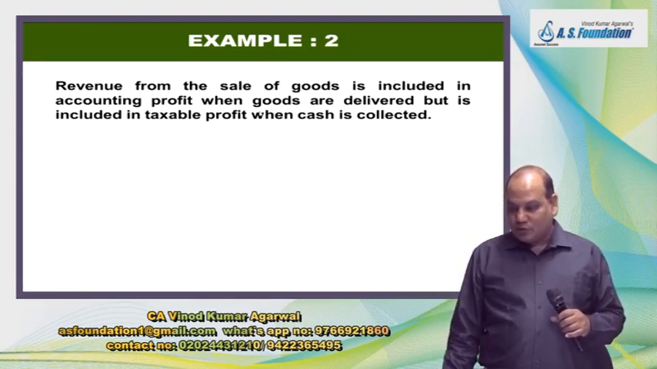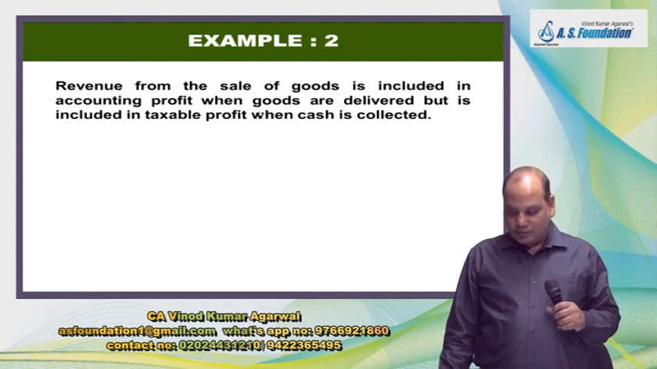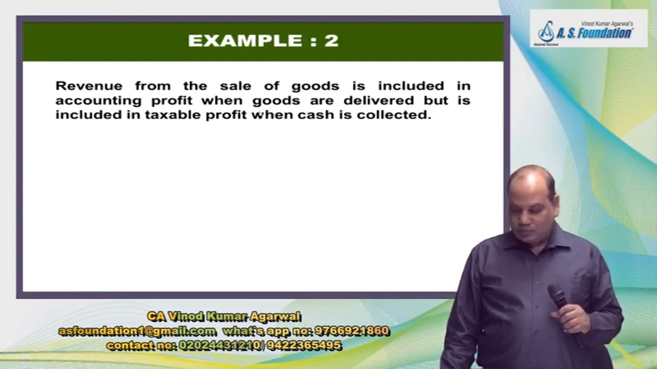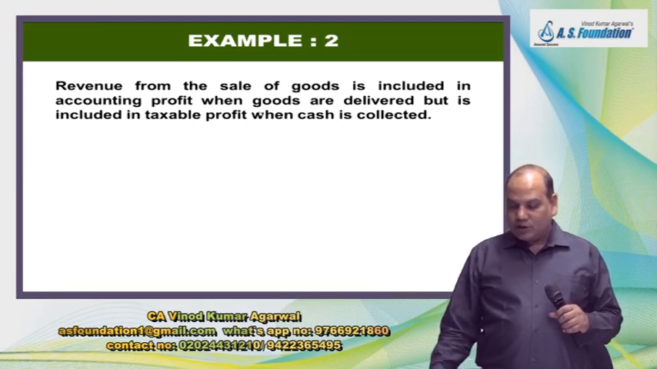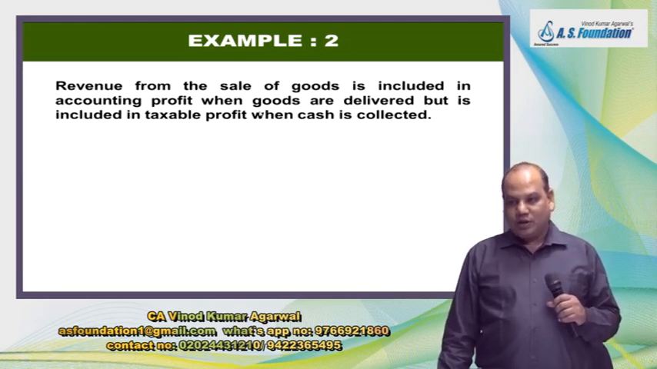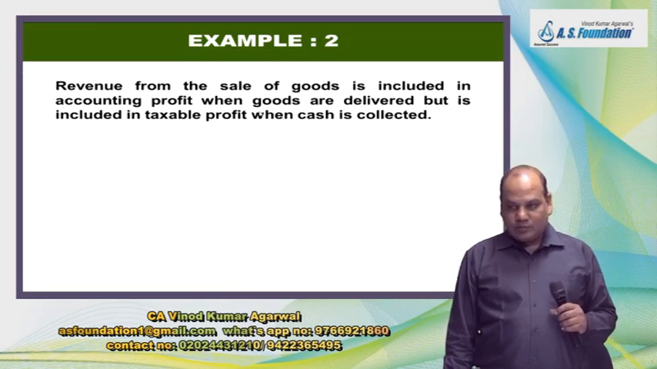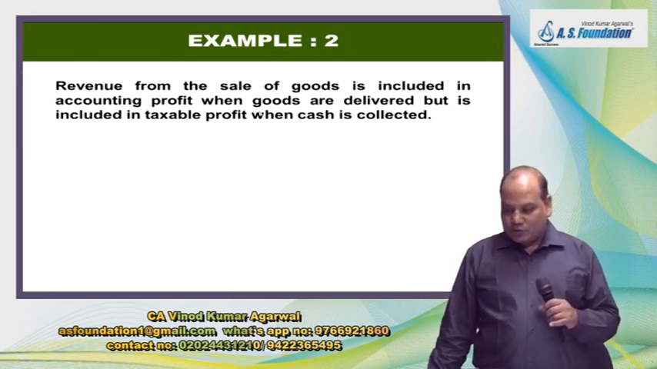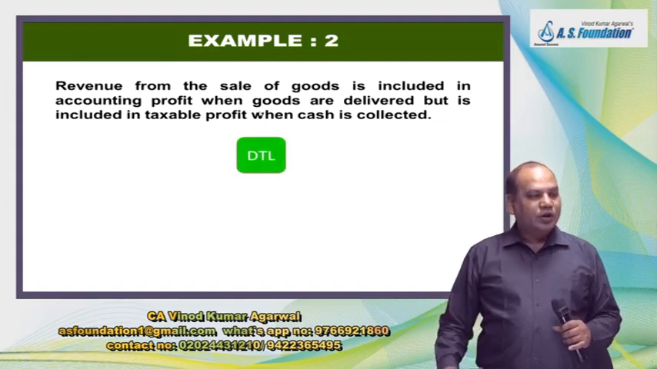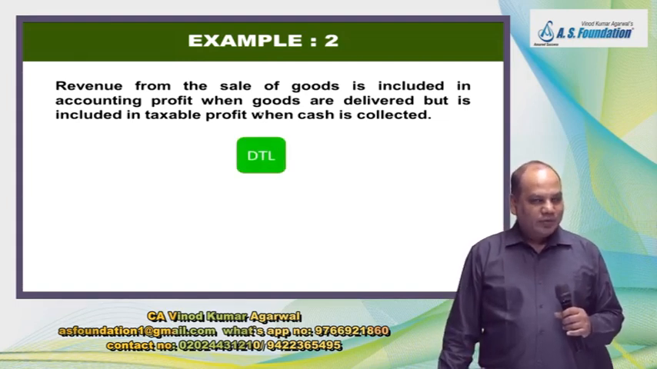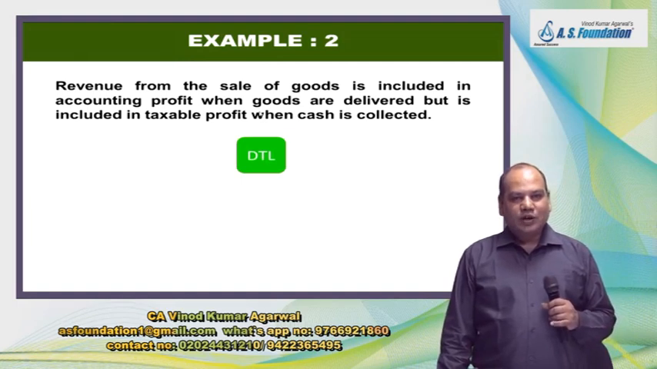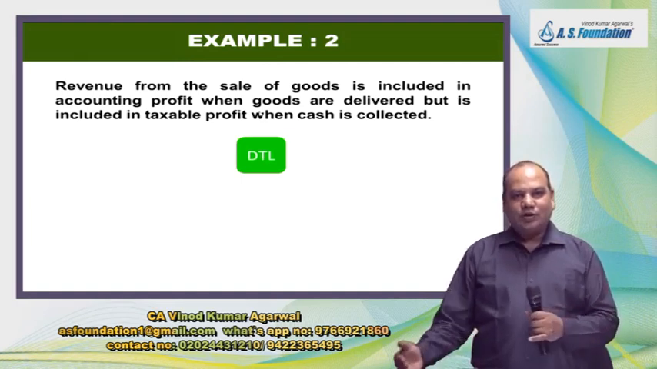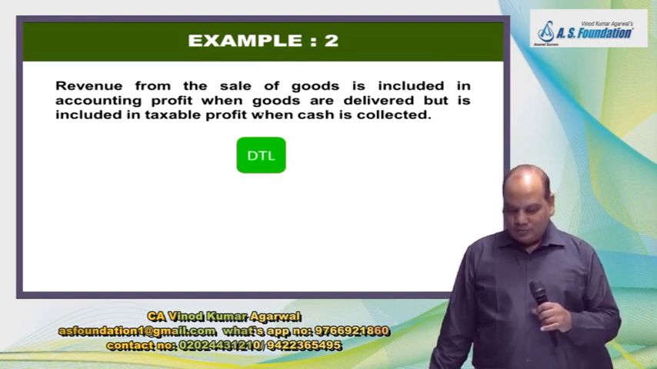Revenue from sale of goods is included in accounting profit when goods are delivered, but is included in taxable profit when cash is collected. Both questions are same. That was interest revenue. This is revenue from sale of goods. So items which are taxed on cash basis, revenue items which are taxed on cash basis, can we simply conclude they will give rise to DTL?